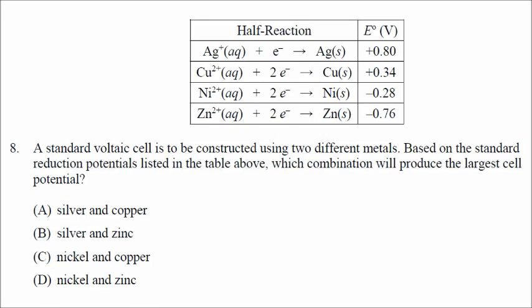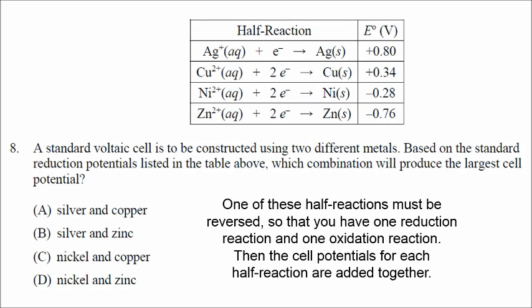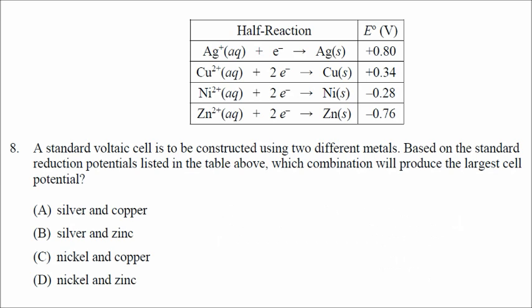All right, in number 8 we have 4 half reactions, and we have to find the combination that produces the largest cell potential. Now all of these are reductions, so one of these half reactions must be reversed so we can have one reduction and one oxidation. Then we add the cell potentials together. So I'm going to start with reversing the zinc to go from negative 0.76 to positive 0.76.